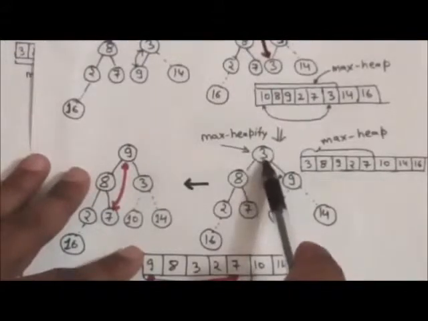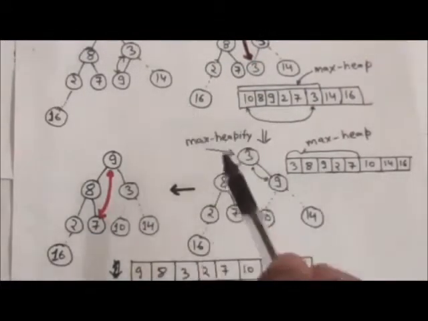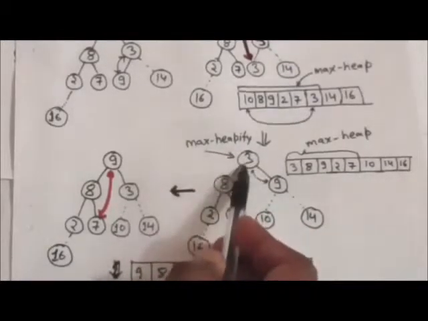This element 3 will become the root of the max heap. So what we have done, we have exchanged the root with this element 3, the last node of the max heap. So 3 has become the root of the max heap. After this we have decreased the size of the max heap by 1, right? Now this element 10 is not included in the max heap, but it is present in this array A. Now after this we will apply the max heapify algorithm on the root.